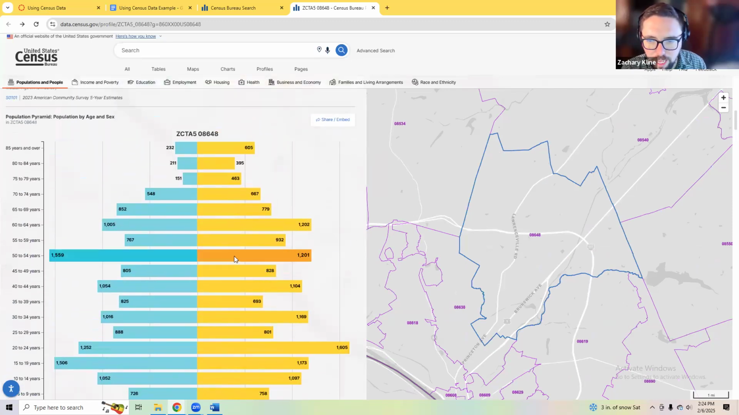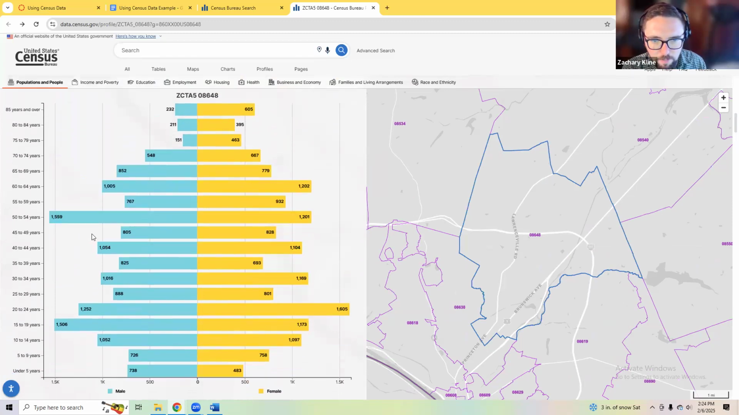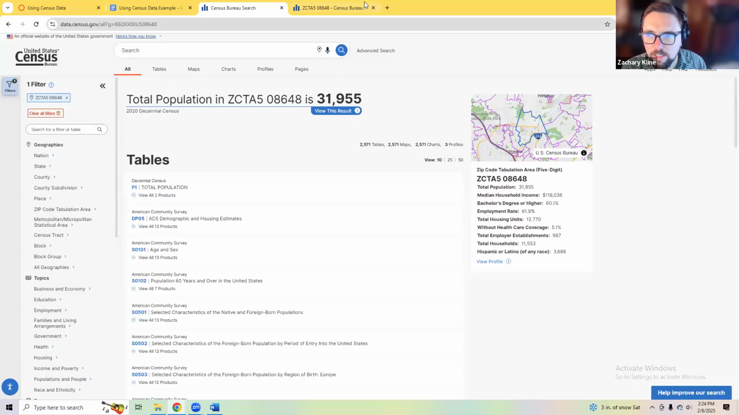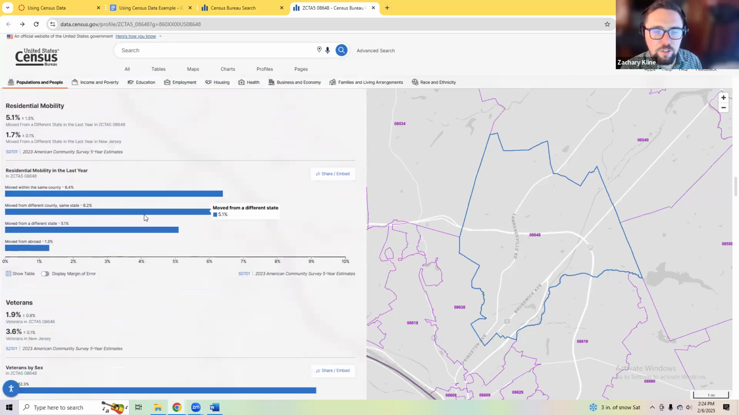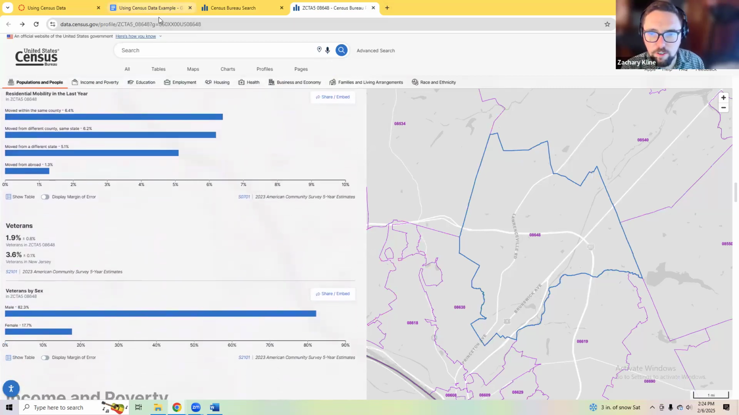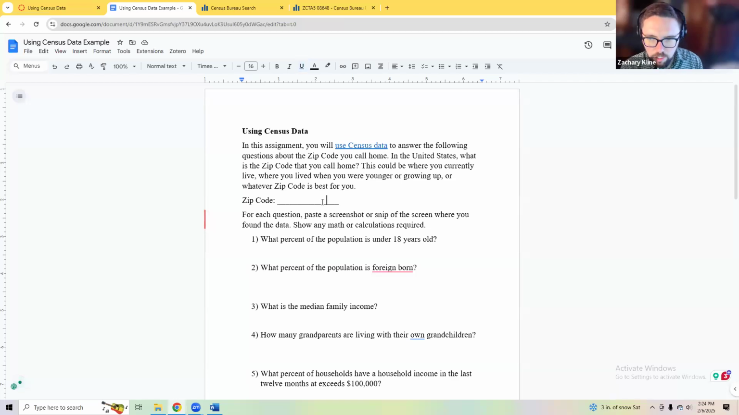So we see here the most common age seems to be, there's a lot of men between the age of 50 and 54, which is interesting. But all right, you can dig through this, and I recommend you read through all of this to get a sense of some of the questions, and this will also help you to answer some of the questions that are already in the assignment. So we're going to fill this one in here. 648, 648. And let's go through the questions.